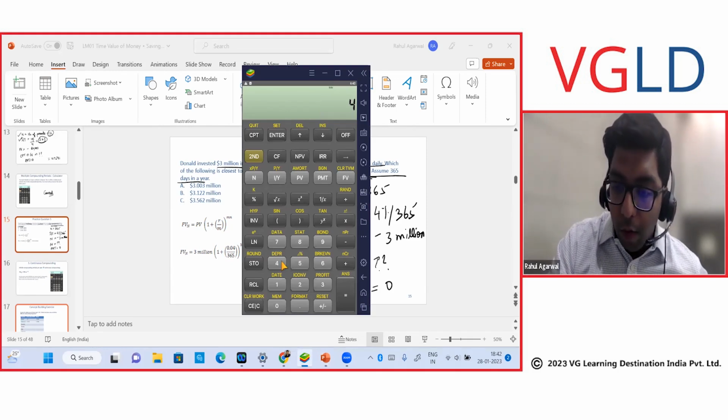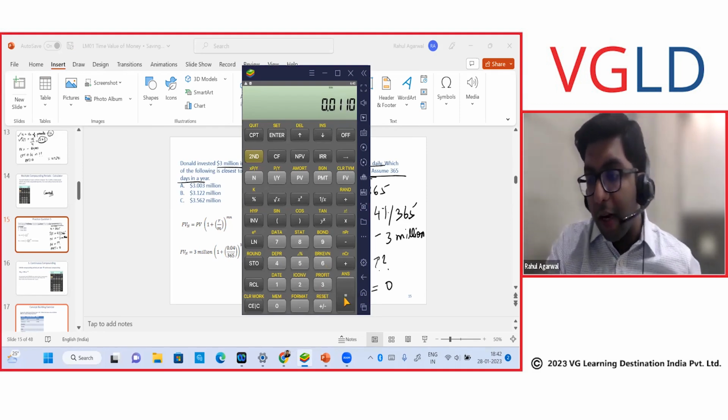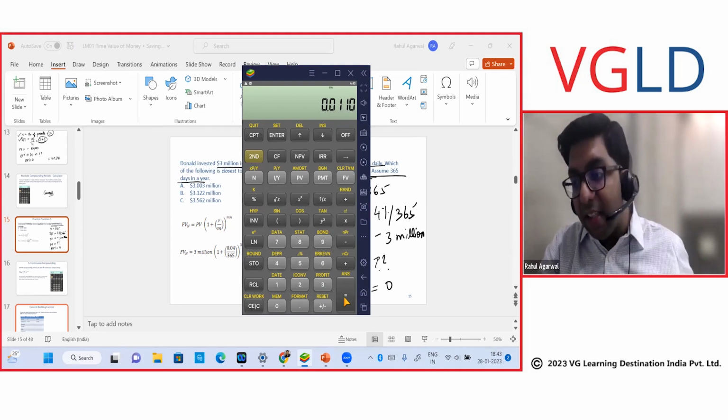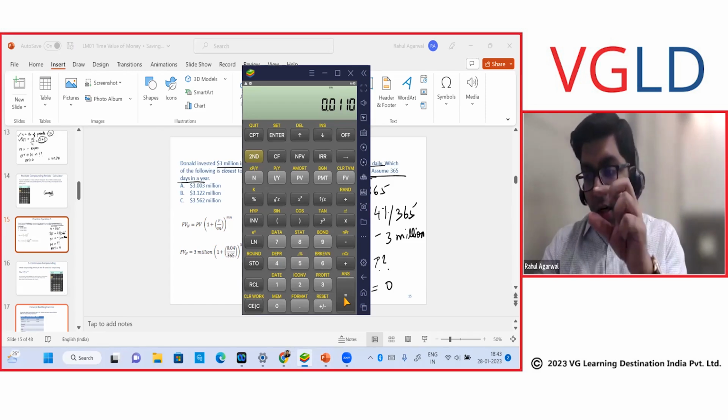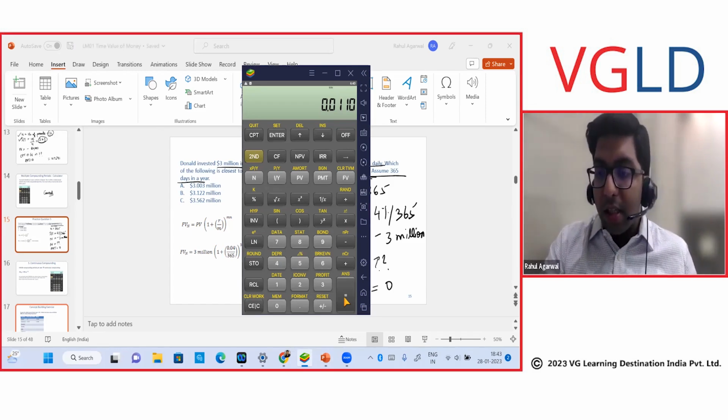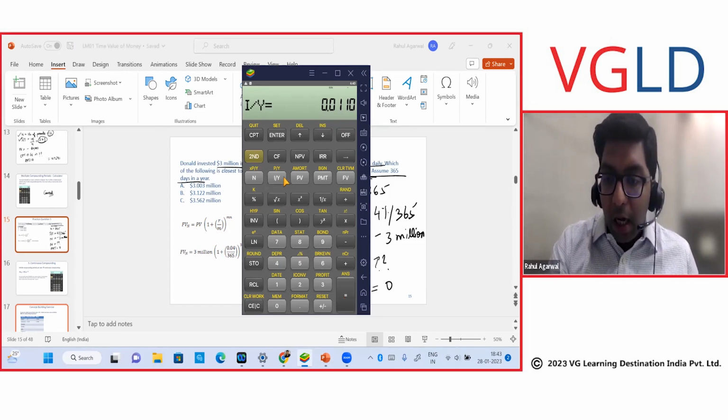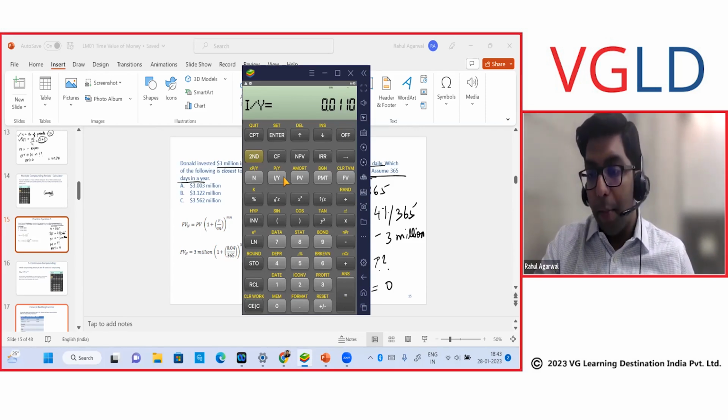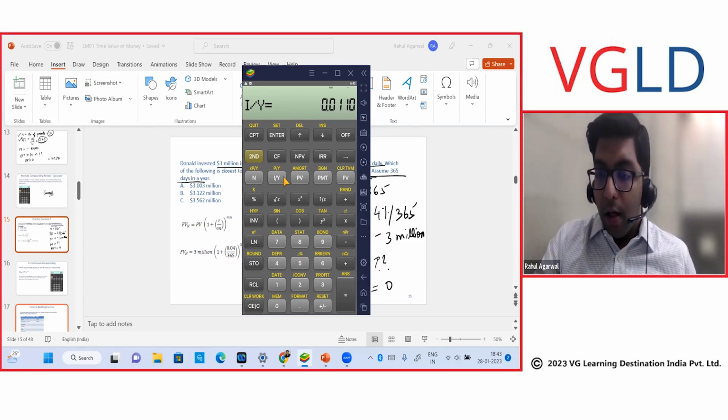So first let's do 4% divided by 365. See, we are getting this number right. So what you should do is, instead of writing this particular number, because this is a complicated number, just calculate it here and press I by y. Automatically it gets into I by y.